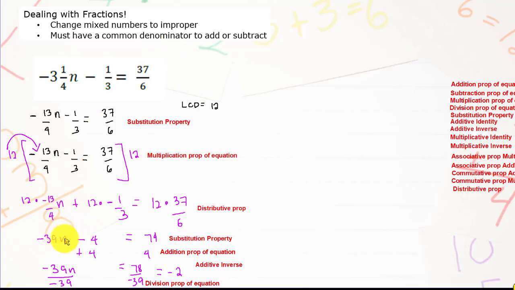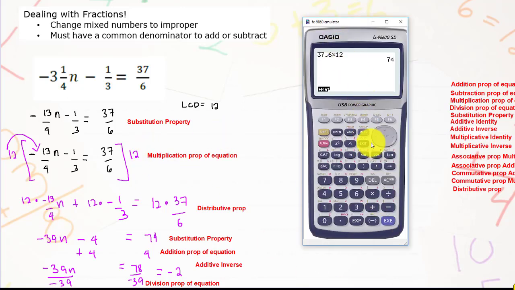Alright, just to clarify how to get the negative 39 from 12 times negative 13 over 4, what you need to do is, well, let's check our answer. So multiply 12 with negative 13 over 4 and note that we are going to get negative 39.